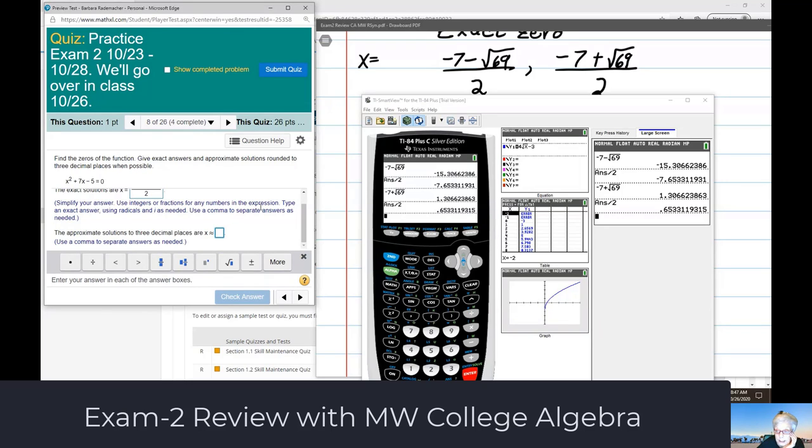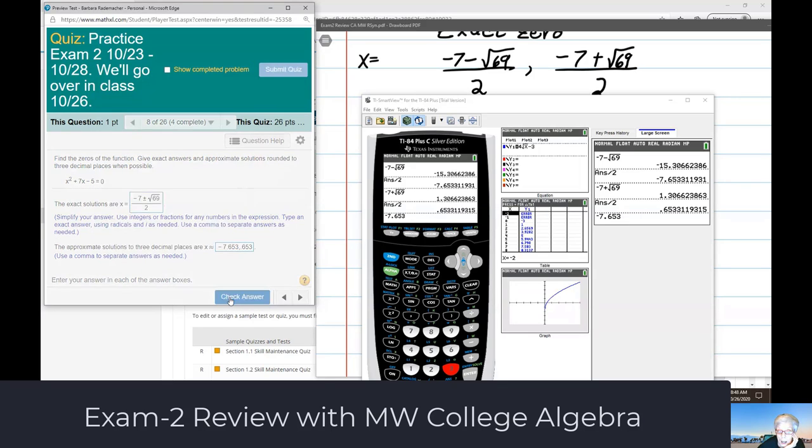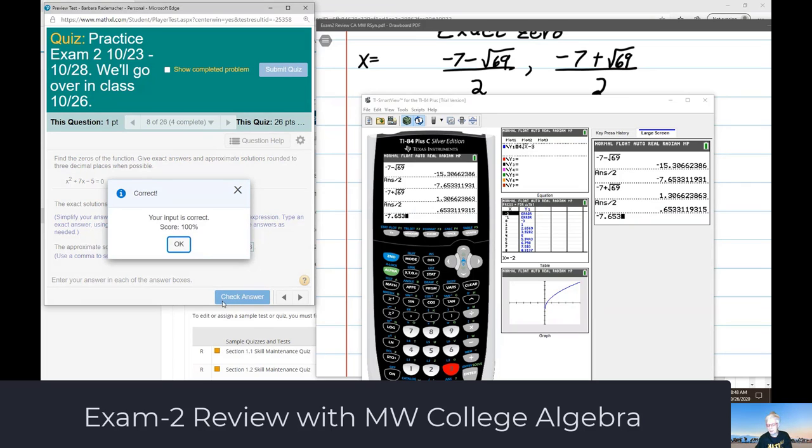And then I'm going to put the answers in I just found. Negative 7.653. Only I'm putting it in the wrong place. Negative 7.653, 3, comma, 0.653. Let's see. I was sure I'd get something wrong there.